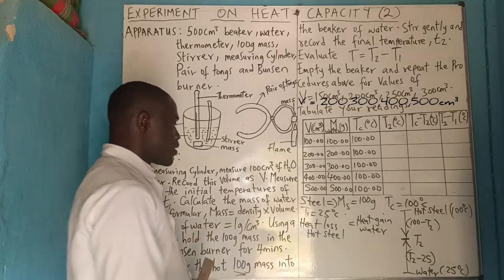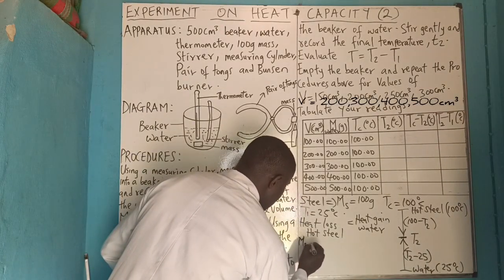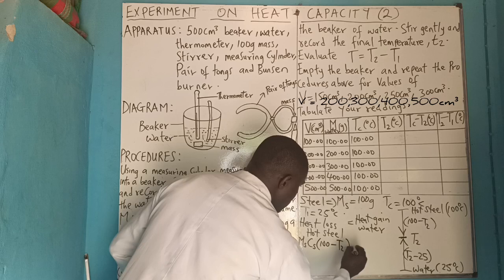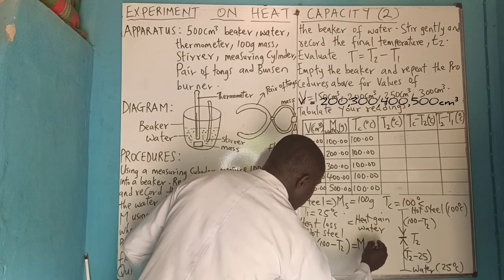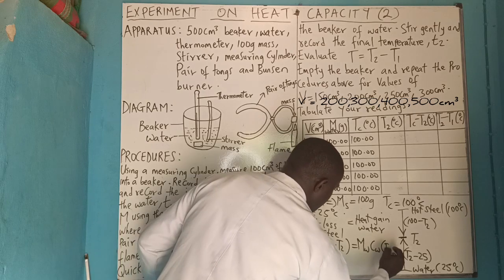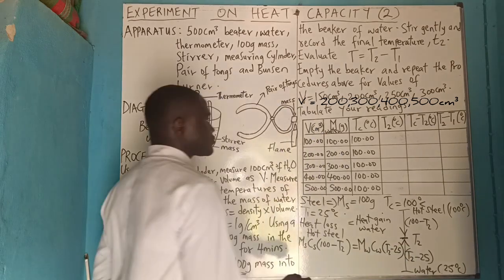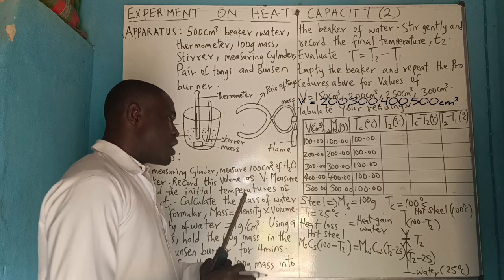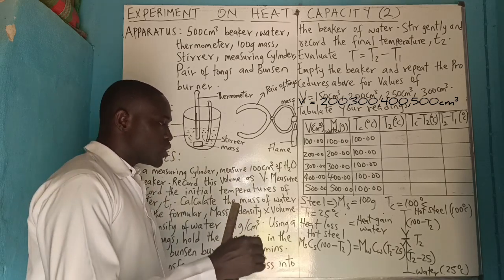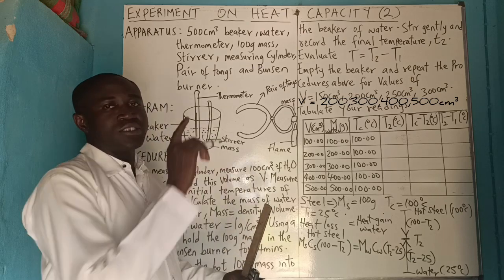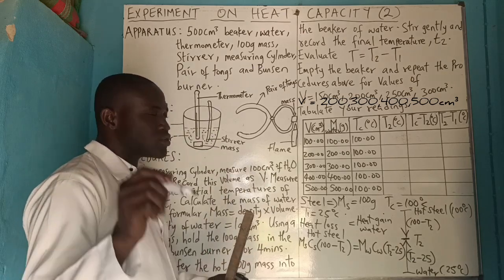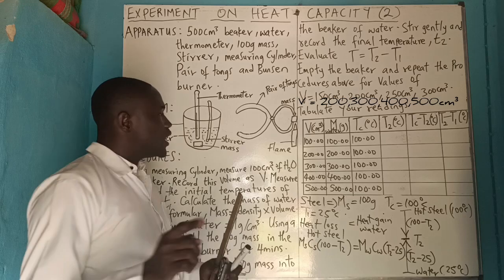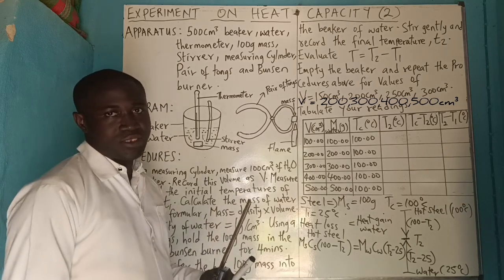Let's get our T2. We will say mass of the steel, C of the steel, bracket 100 minus T2, equals mass of water, C of water, T2 minus 25. That is the formula. Why didn't we consider mass of water, C of water, T2 minus 25, plus mass of the beaker, C of the beaker, T2 minus 25? Why didn't we consider the beaker? It's because the beaker is not a conductor of heat. It's not a metal.